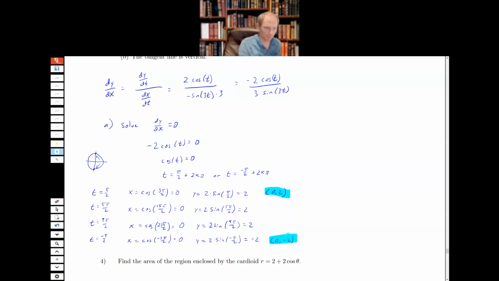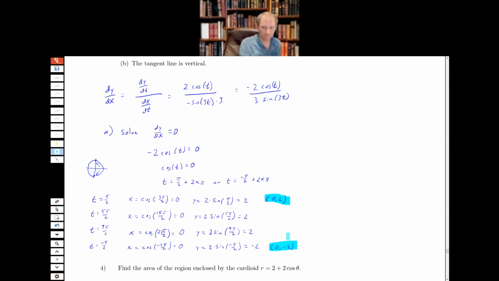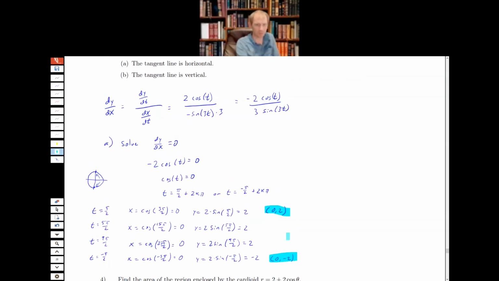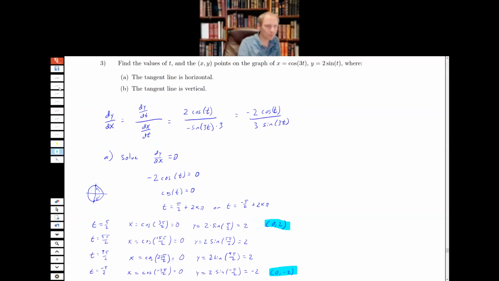So these are the places where the tangent line is horizontal. Okay, we should probably check a few more t values, but I'm running out of space there, so I'll just say, trust me on it, it's just going to repeat. All right, so now let's look at part B. Find out where the tangent line is vertical.